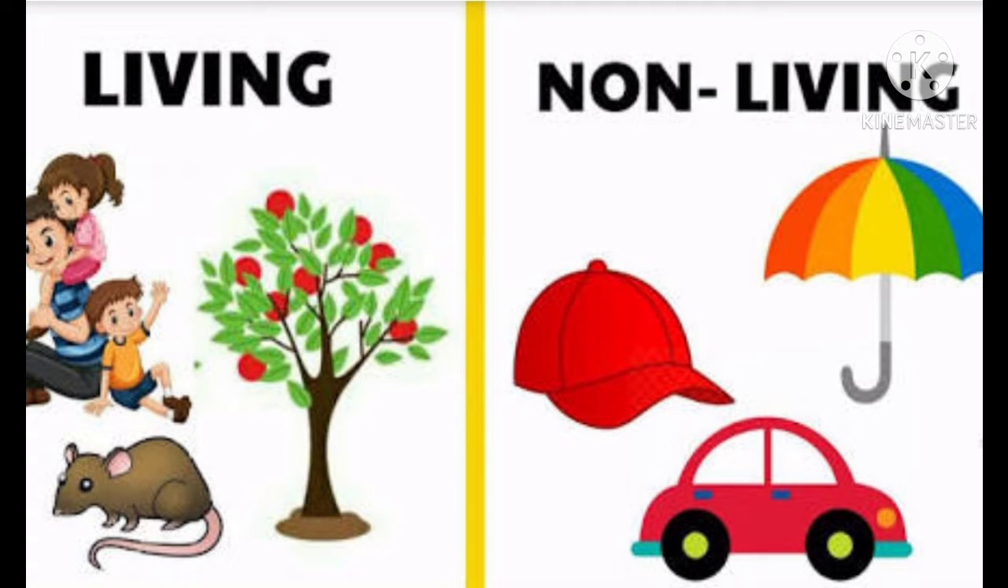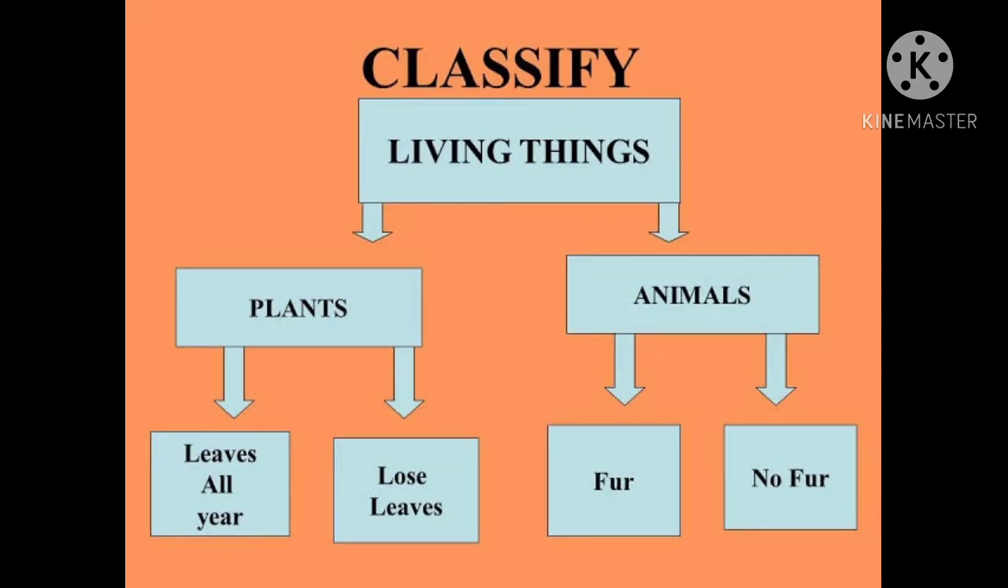But in non-living things we cannot see these characteristics. For example, they cannot move from one place to another, they cannot take breath, they are not sensitive, they will not grow, they cannot reproduce, they will not eat anything, and they will not excrete. Children, living things are classified into two. They are plants and animals.